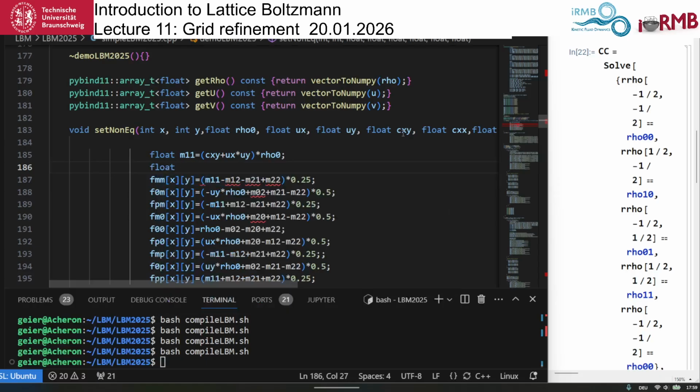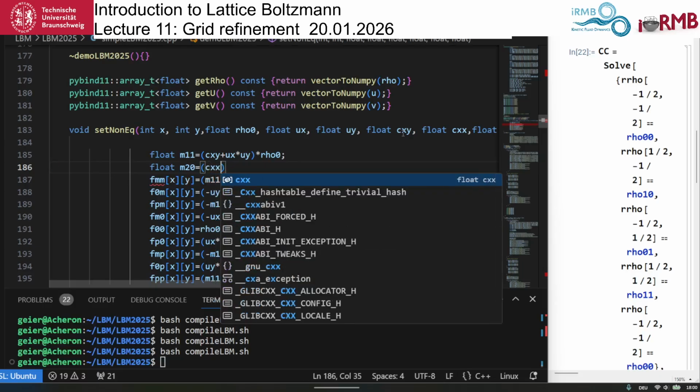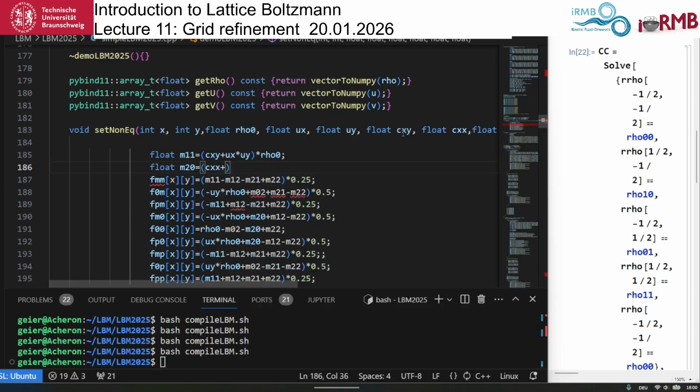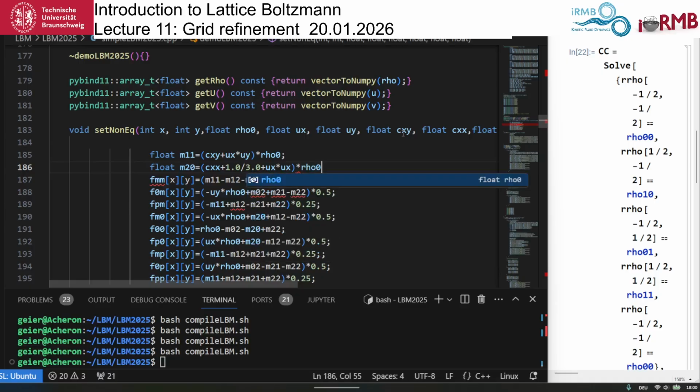Float M20 is Cxx. So, okay, maybe that's not completely correct from the nomenclature point of view, but I was thinking that we provide only the non-equilibrium part here without the rho. So then I would multiply this, that I would add here 1/3 to this plus ux times ux, and this times rho 0. Okay.